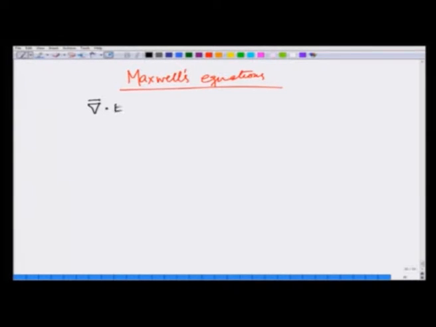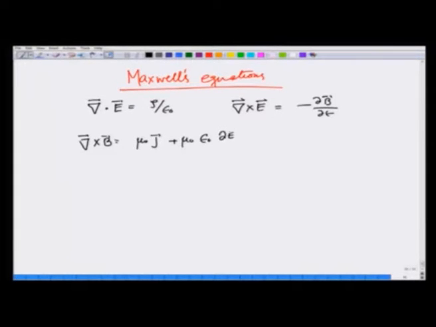They are divergence of E is rho over epsilon 0, curl of E is minus change in the magnetic field. The first one is Gauss's law, the second one is Faraday's law, the third is curl of B equal to mu 0 J plus mu 0 times the displacement current that we have already talked about, epsilon 0 partial E partial t, and divergence of B is 0. These are sufficient to describe any electromagnetic phenomena. I must point out right now that I am talking about these fields in free space.